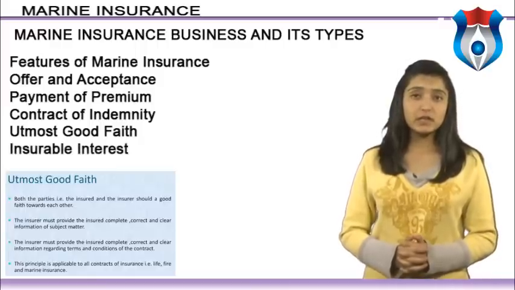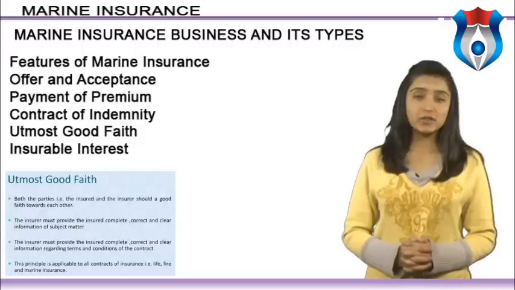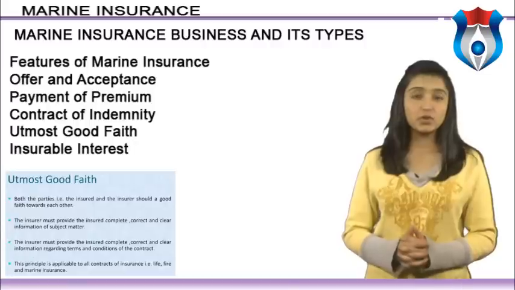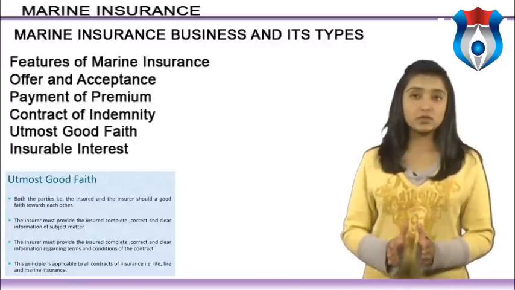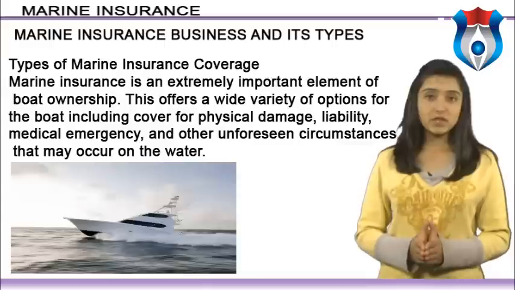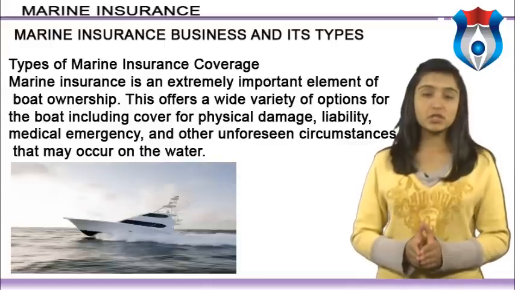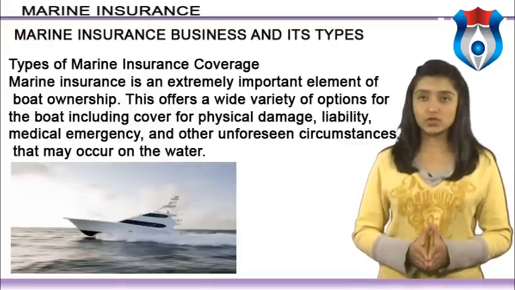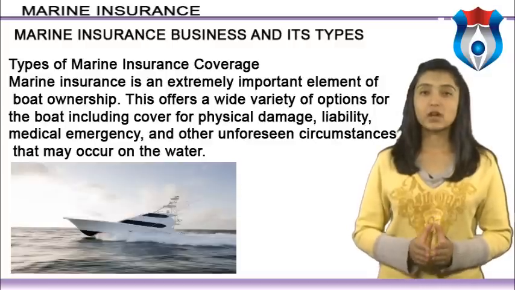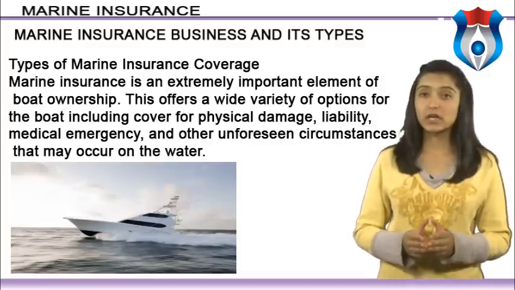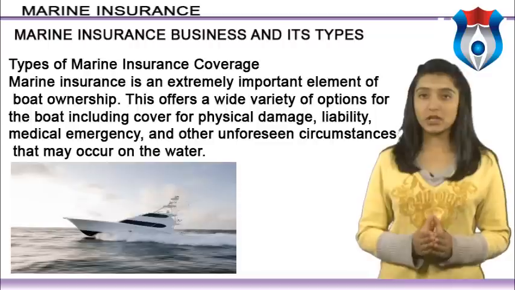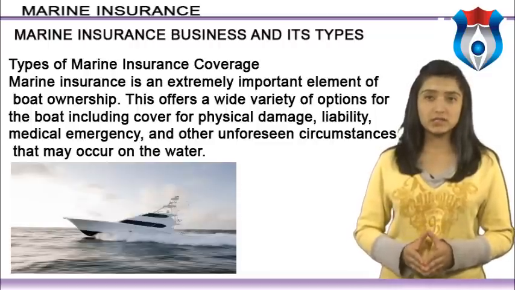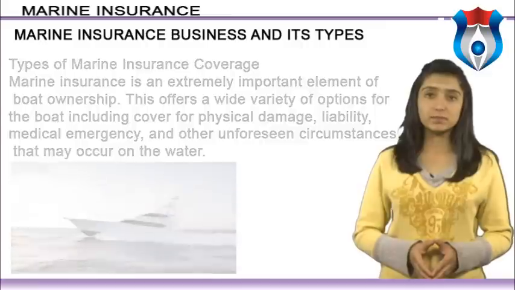Insurable interest. The marine insurance will be valid if the person has insurable interest at the time of loss. The insurable interest will depend upon the nature of sales contract. Types of marine insurance coverage. Marine insurance is an extremely important element of boat ownership. This offers a wide variety of options for the boat, including cover for physical damage, liability, medical emergency, and other unforeseen circumstances that may occur on the water.